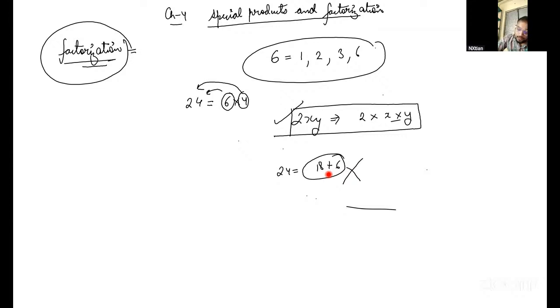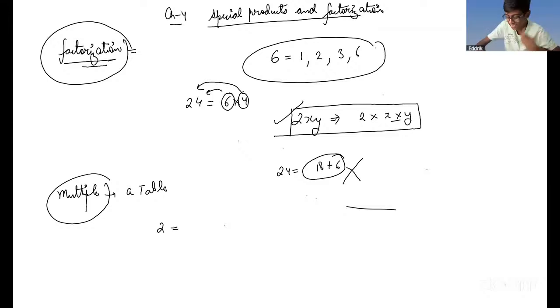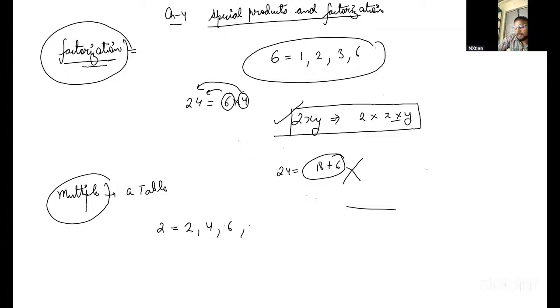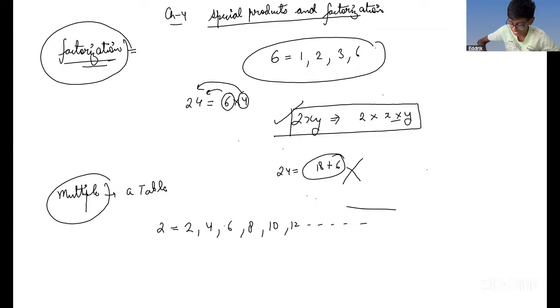Then we will understand the meaning of multiple. Multiple is basically a table. If I say write the multiples of 2, what is the table of 2? The table of 2 is 2, 4, 6, 8, 10, 12, and it will go on like this. This is called multiples of 2. Factors means in which table it is coming. Multiple means write the table of that number. Understood? Okay, everyone write it down.